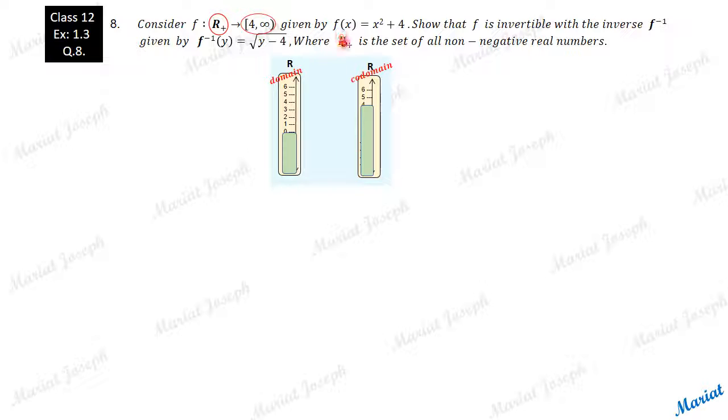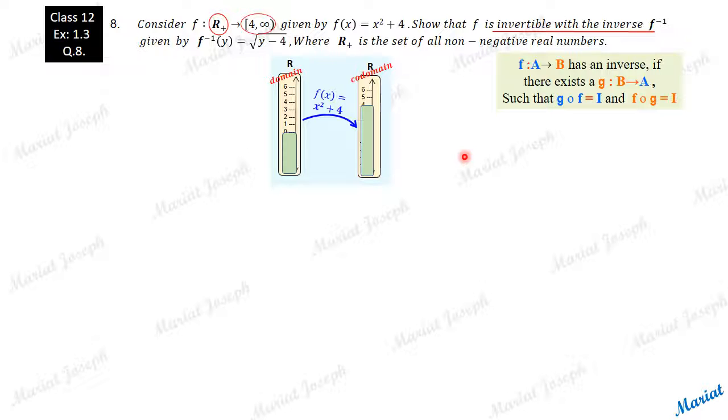And the rule is given, f of x is equal to x square plus 4. We need to show it is invertible. When do we say a function is invertible? A function is invertible when a g exists from this codomain to domain in such a way that GOF is identity function and FOG is identity function.